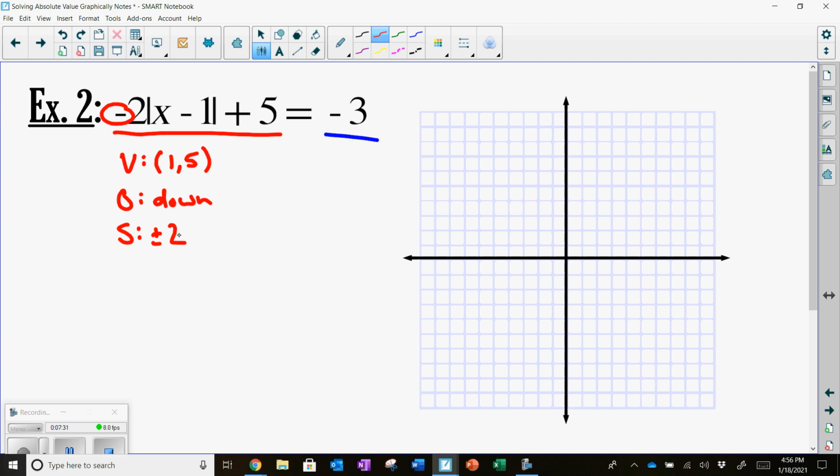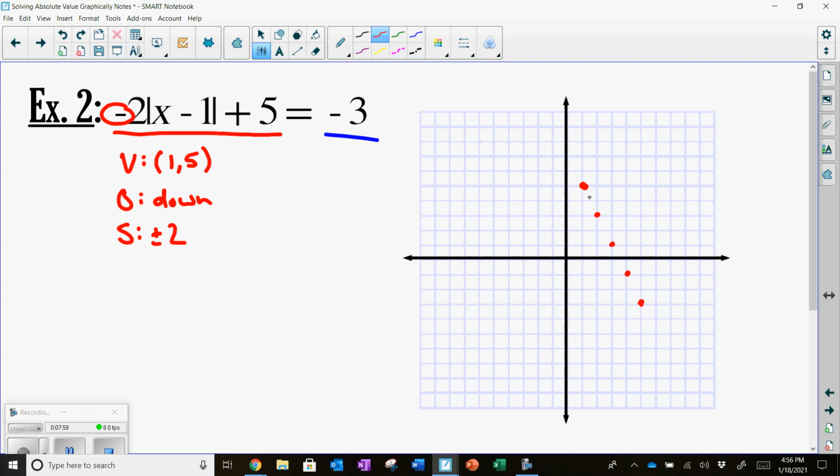All right, let's graph this. We're going to go to a vertex at 1, 5. So x is 1, and then y is 5: 1, 2, 3, 4, 5. It's going to go down with a slope of 2. So I go down 2, right 1, down 2, right 1, down 2, right 1.